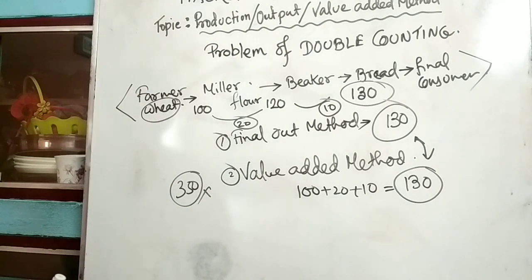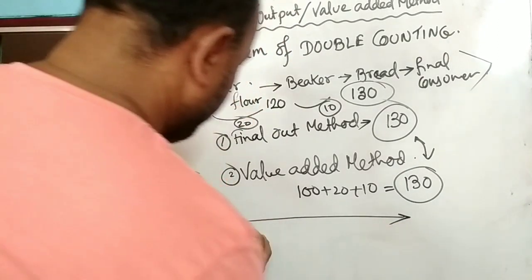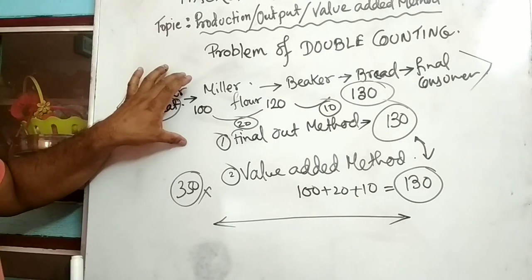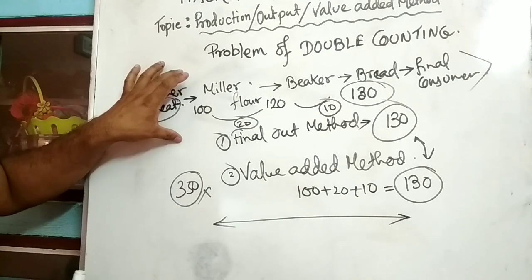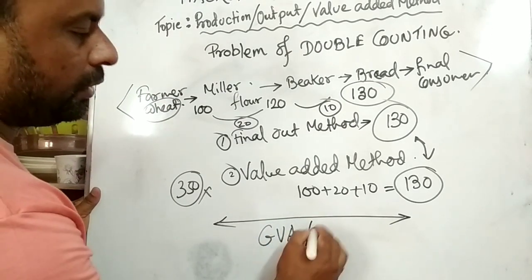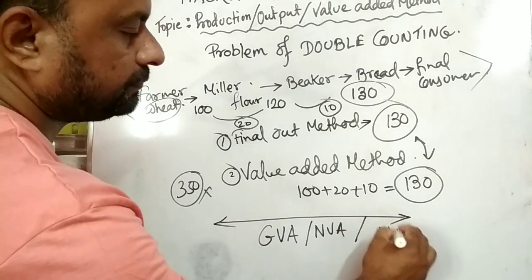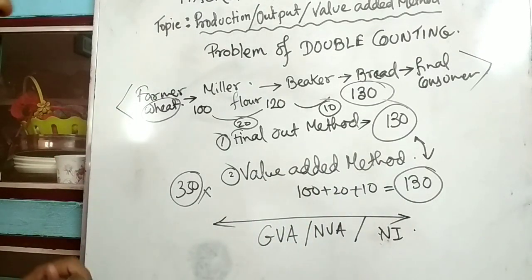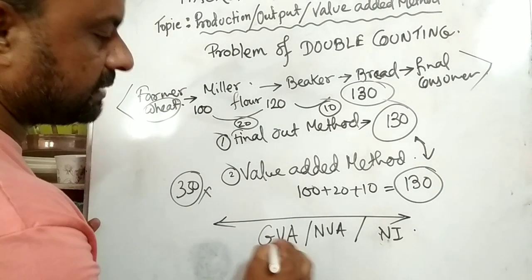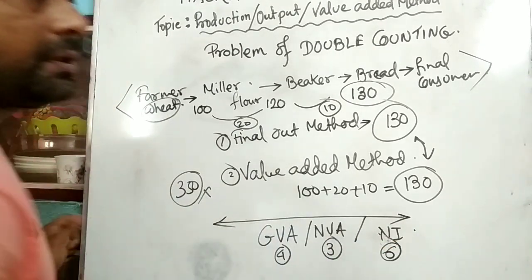Okay, so that's all for the production or output method. You better go through the video very carefully, because the numerical question in this part is a little bit tricky. Two types of numerical questions are asked. One is calculate gross value added or net value added. Another is calculate national income. Three categories of question. One is only for the gross value added at market price for 3 or 4 marks. Net value added for 3 or 4 marks. And national income for 6 marks.